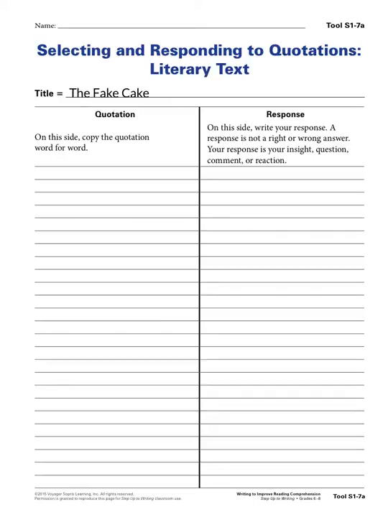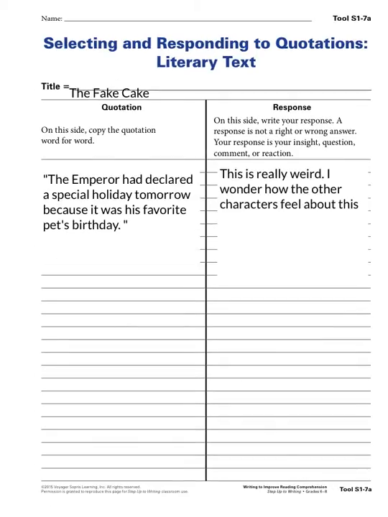I'm going to stop right there because I have a lot of reactions. I think it's super weird that you're going to have a holiday for a peacock. And so I'm just going to take the quote, "The emperor had declared a special holiday tomorrow because it was his favorite pet's birthday." Okay, so I wrote my quote here and I put quotations around it. You can see that just so I know it's a quote from the text. And my response is just that this is really weird. I wonder how the other characters feel about it. So I took a quote and then I responded. That's all you're doing, okay?